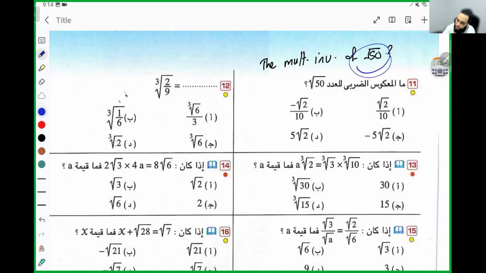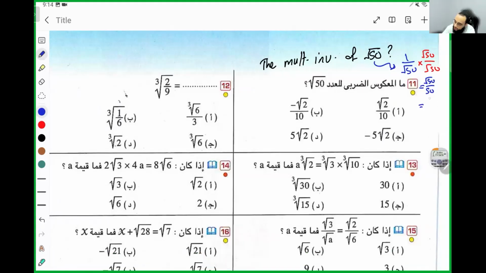The multiplicative inverse of root 50 is 1 over root 50. You have to multiply, like the last session, by root 50 up and down to put it in the simplest form. It's going to be root 50 over 50. So root 50 over 50, you can simplify it more.